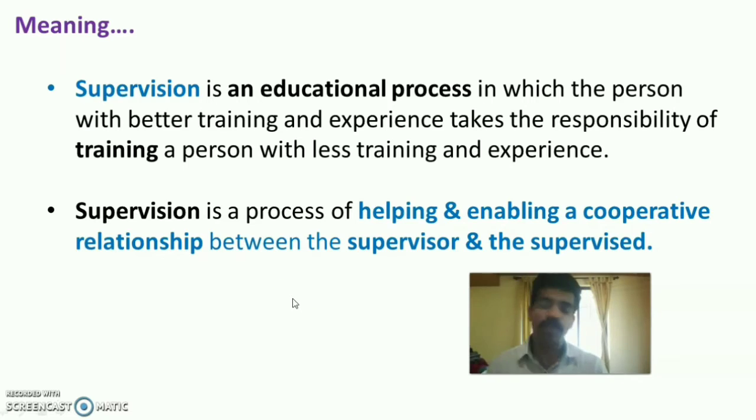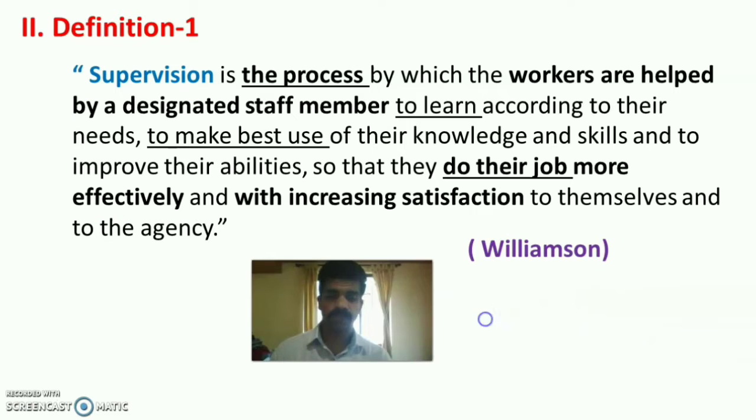Then supervision also means that it is a process. Supervision is a process of both helping and enabling a cooperative relationship or coordination between the supervisor and supervisee. So supervision is a process of helping and enabling a cooperative relationship between the supervisor and the supervised workers. Next is the definition of supervision.